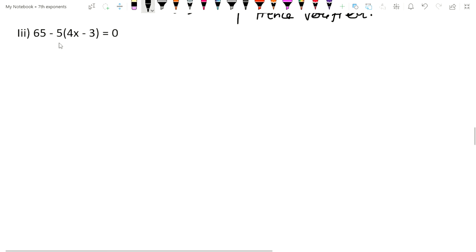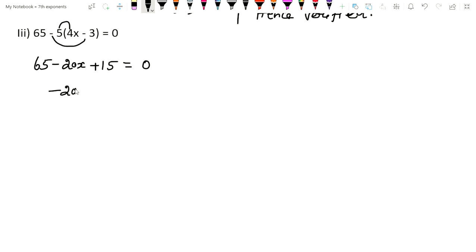65 minus 5 into 4x minus 3 equal to 0. Okay? 65 minus, multiply with the 5, 5 4s are 20x, minus into minus plus, 5 3s are 15 equal to 0. Minus 20x, 65 plus 15, what you will get, children? Plus 80 equal to 0. Minus 20x equal to minus 80, because additions will change other side, subtraction.